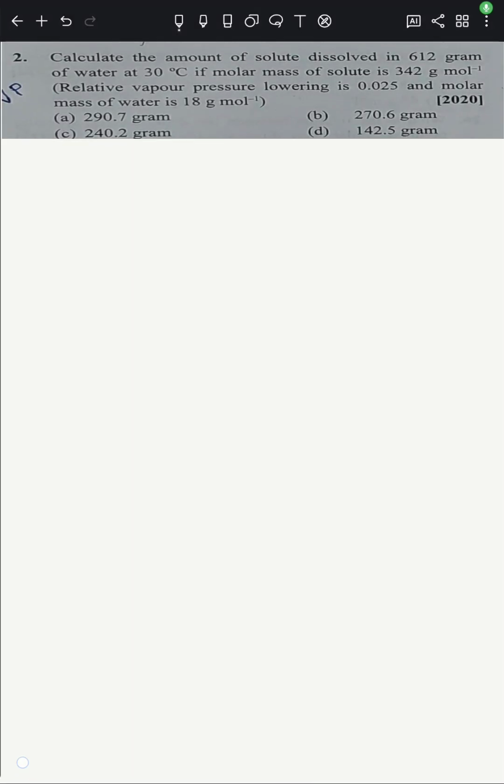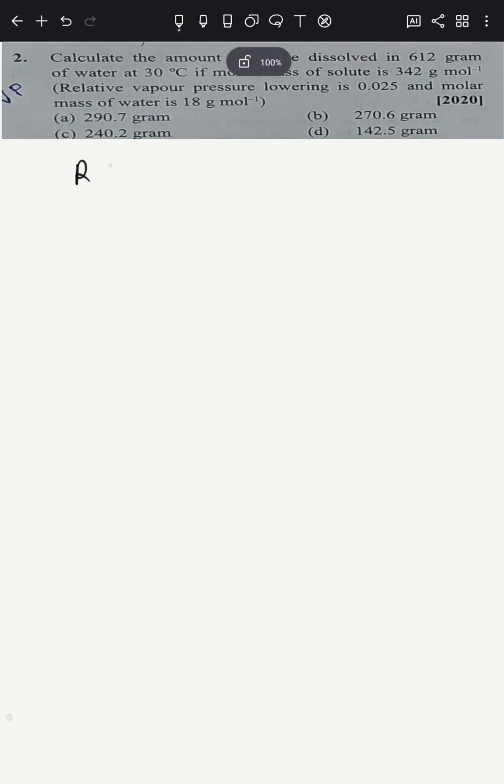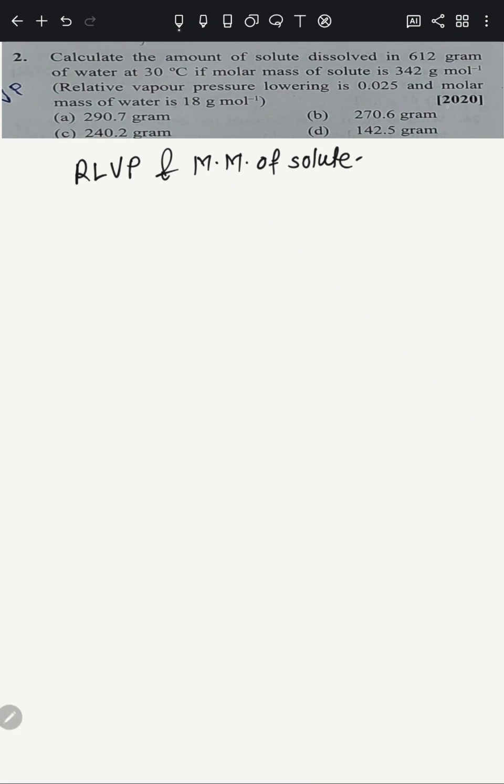Hello everyone. Today we are going to talk about the MCQ which is related with RLVP and the molar mass of solute. This numerical is already there in your module on page number 1.25. It is a PYQ of MHT CET which was asked in 2020.